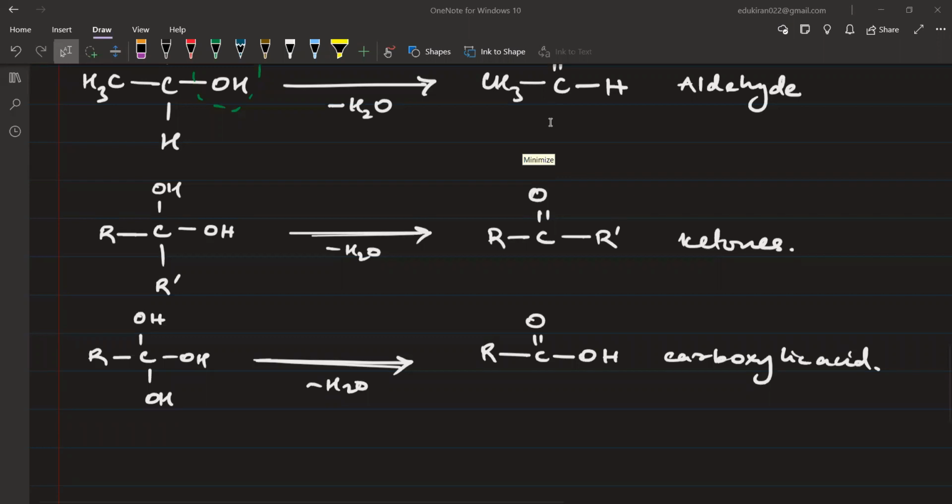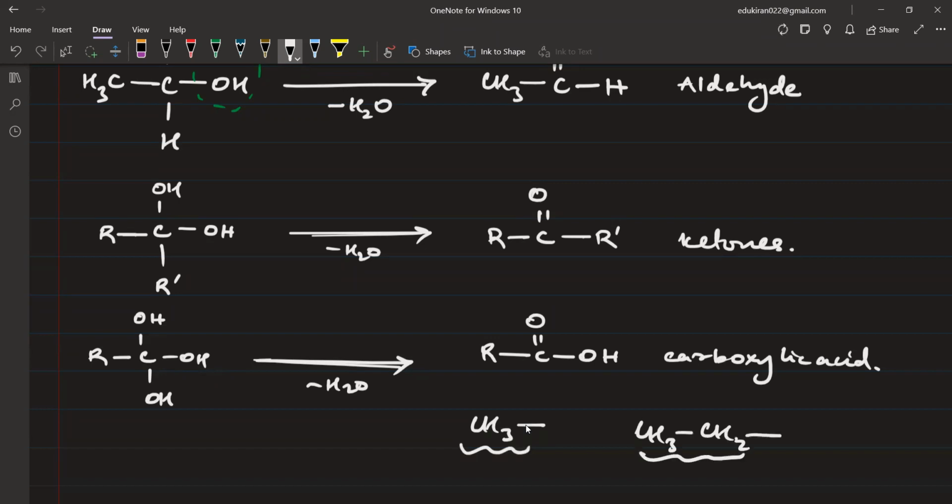Sir, R is any alkyl group, no? This is an alkyl halide, RX. R is an alkyl group. CH3 is one alkyl, this is the methyl group. CH3CH2 will be the ethyl group. Did you understand? Yes, sir. Got it. Okay.